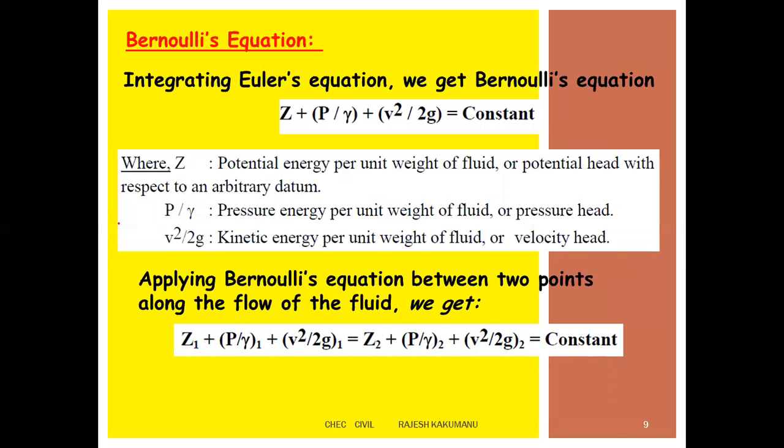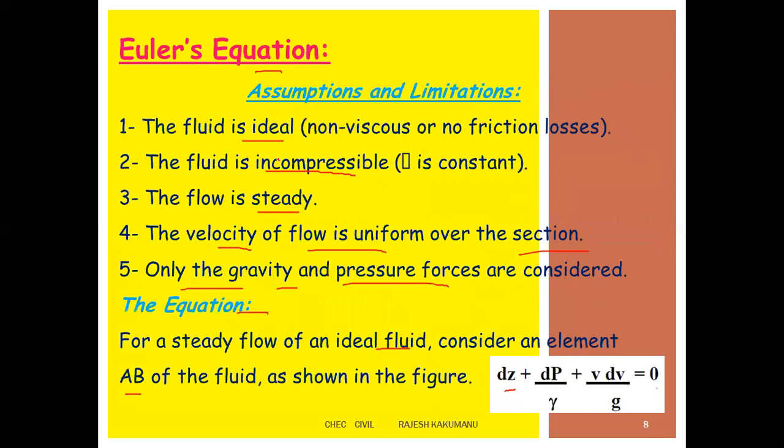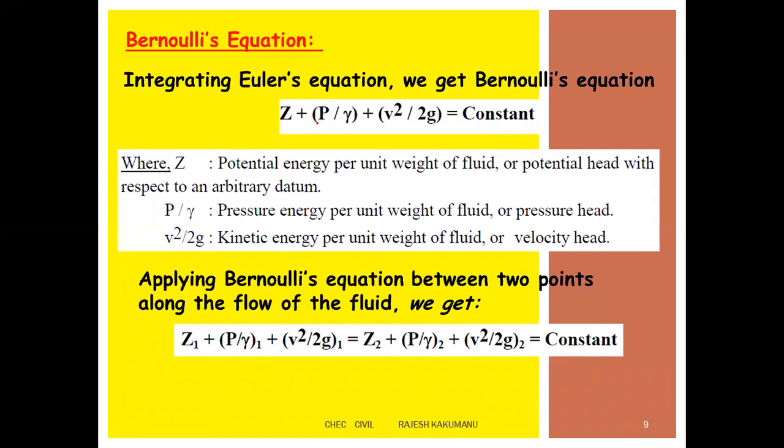Coming to Bernoulli's equation, integrating this Euler's equation, z plus p by gamma plus v square by 2g is equal to constant. We get Bernoulli's equation, right? Where z is the potential energy per unit weight of a fluid, or potential head, with respect to an arbitrary datum.